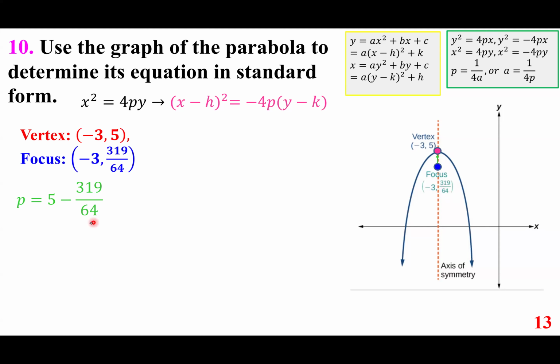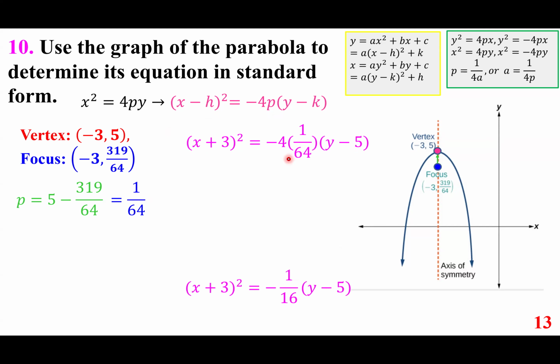So 5 times 64 is 320, minus 319 is 1. So 1 over 64. So the focal distance is 1 over 64. And so pretty much we are done here because we have x minus h, that means x minus minus 3, or x plus 3. We have y minus k, we have y minus 5. And then now plug in minus 4 times p, 1 over 64, which makes it negative 1 over 16.